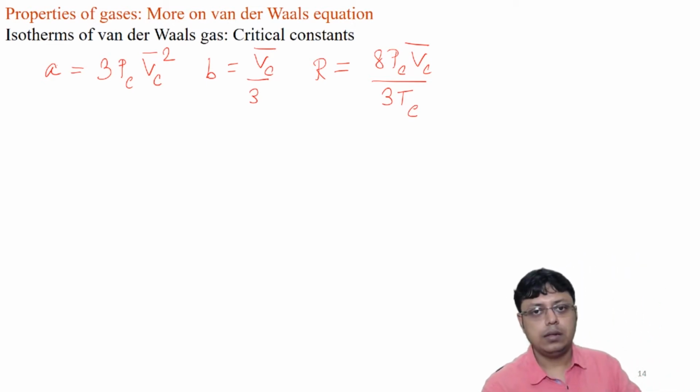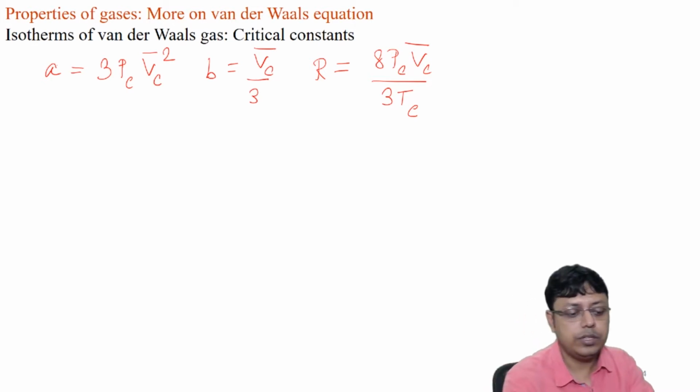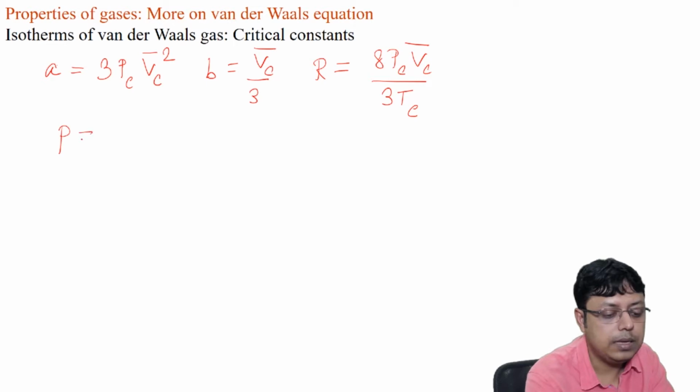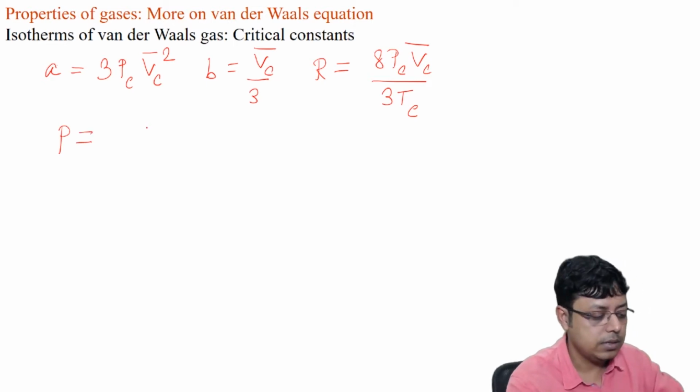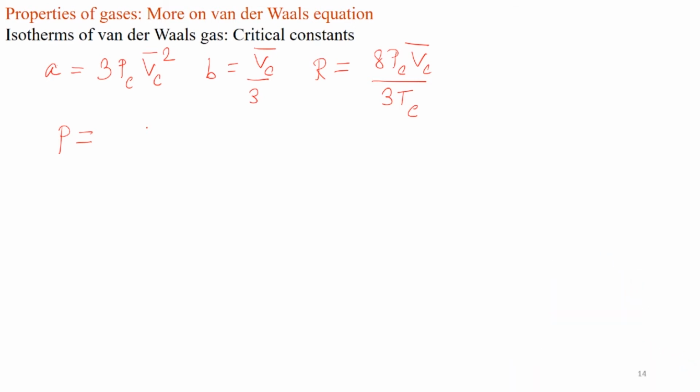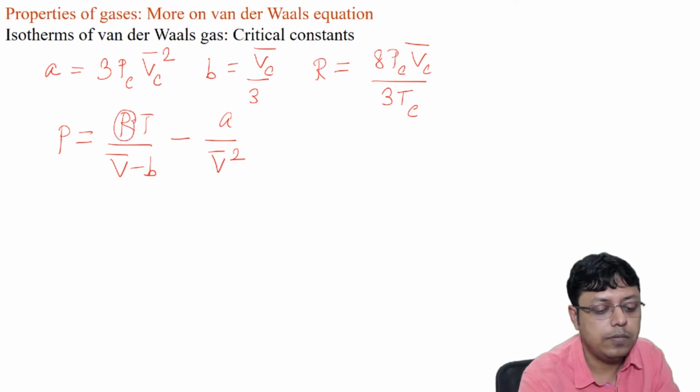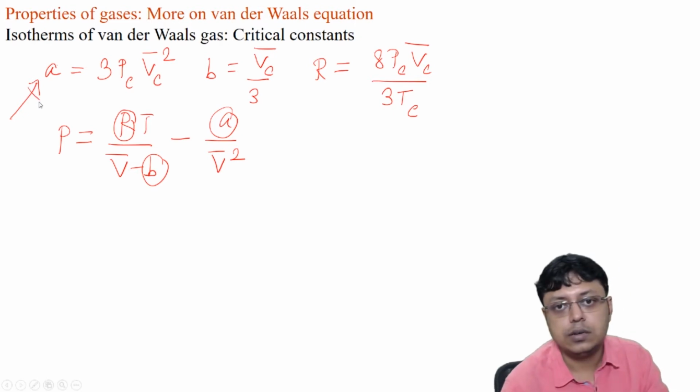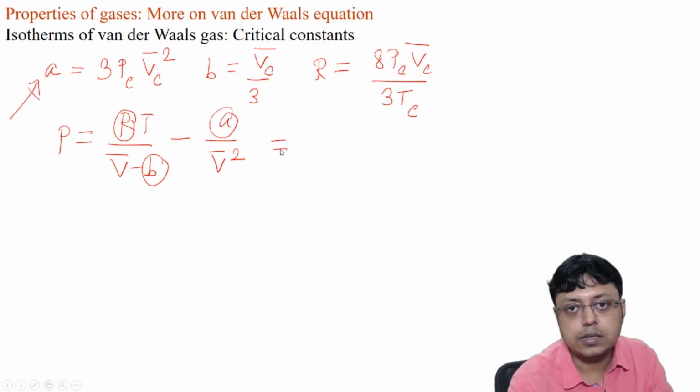Now let us do one thing. Let us incorporate these values of a, b and R into the original van der Waals gas equation, which is P is equal to, remember, it was RT by V minus b minus a by V square. If we now incorporate the values of R, a and b from these expressions which we just derived, we get a very interesting relationship.